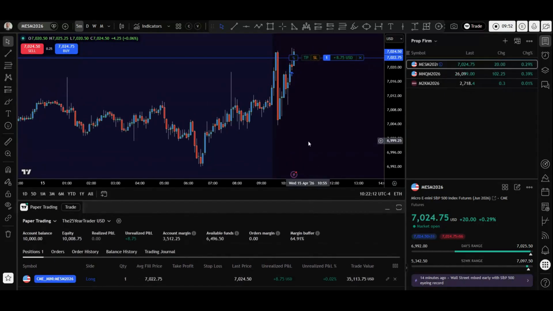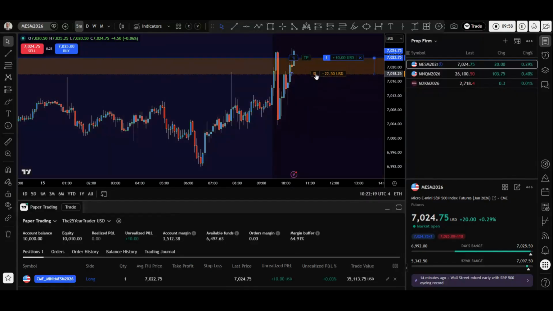So basically, as a futures trader, we have different types of orders. This is a market order. The market order buys you in the market. But we also have other kinds of orders, like a stop loss order. A stop loss order means it stops you from losing money. It sells you out of the market.